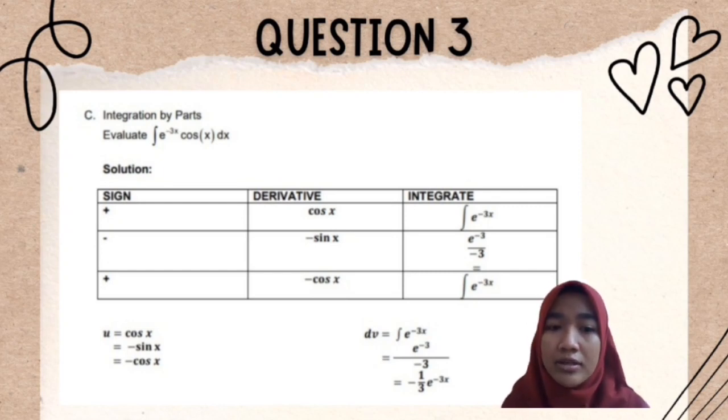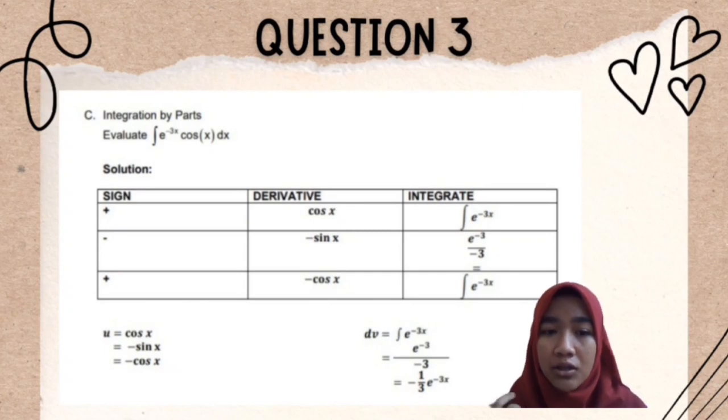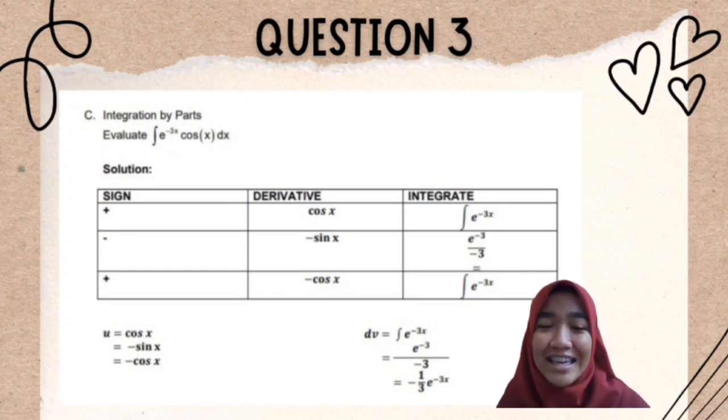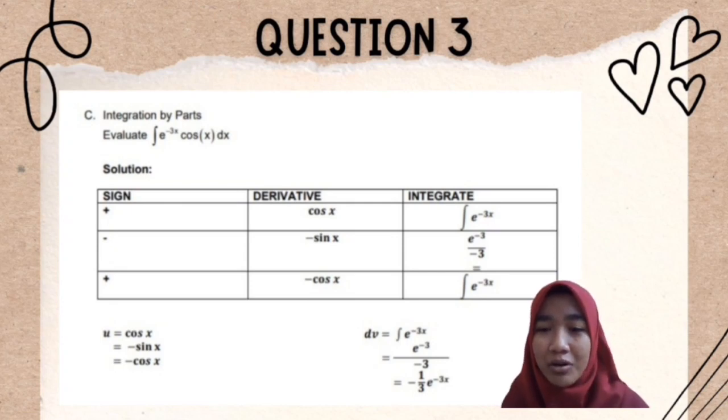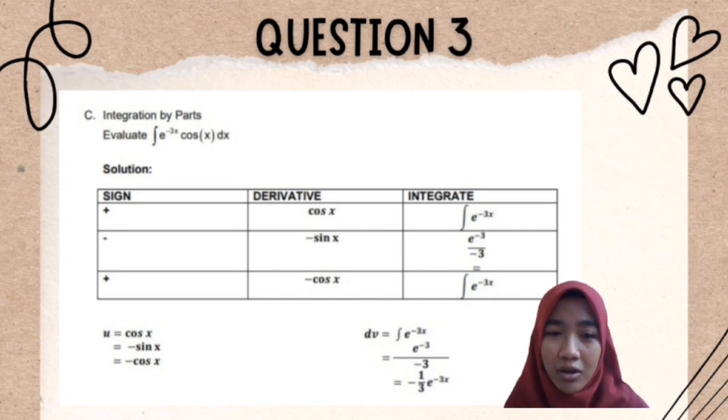So, by referring to the LIATE rule, from the equation u is cos x, differentiate cos x, we got negative sin x, and differentiate again until we got the original function, which is negative cos x. Next, dv is equal to e to the power of negative 3x. Integrate e to the power of negative 3x, we got negative 1 over 3 e to the power of negative 3x. Then we insert all the information we got into the formula.